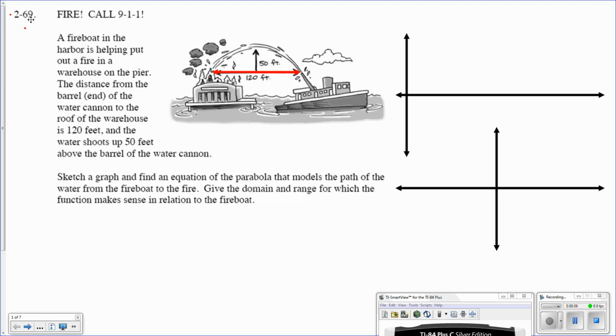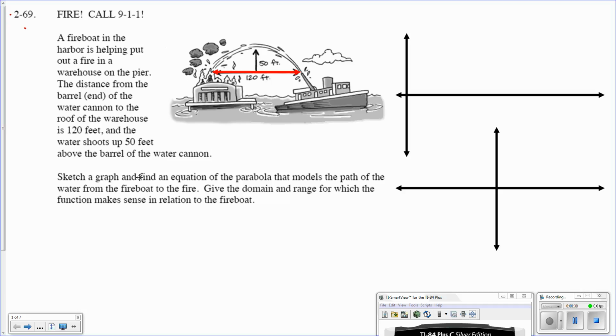Problem 2-69. Fire! Call 911. A fireboat in the harbor is helping put out a fire in a warehouse on the pier. The distance from the barrel end of the water cannon to the roof of the warehouse is 120 feet, and the water shoots up 50 feet above the barrel of the water cannon.